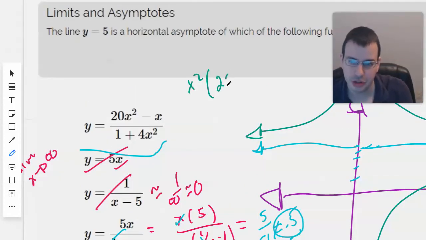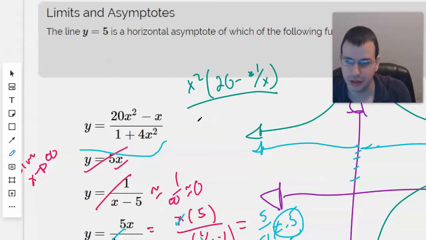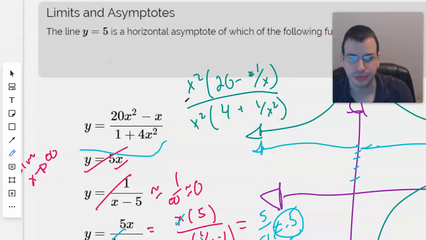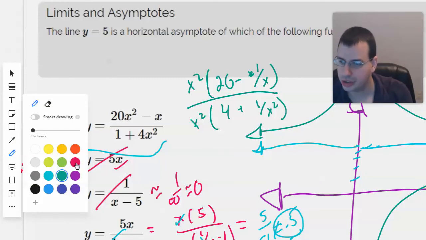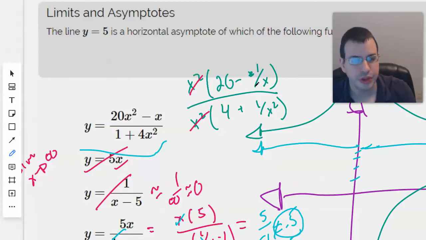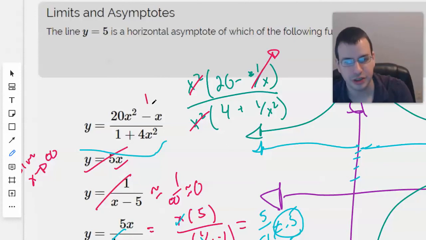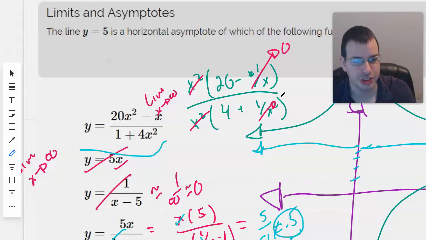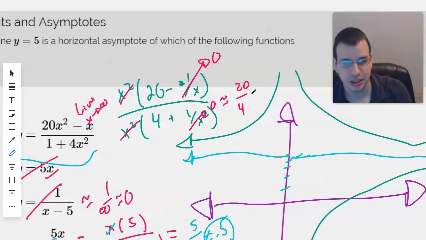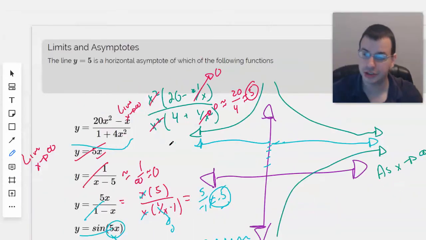So we have x squared, 20 minus 1 over x. Factor out x squared. And then we have x squared times 4 plus 1 over x squared. Change colors just so we can show that I'm canceling. This 1 over infinity, because we're doing limit as x approaches infinity, goes to 0. 1 over x squared goes to 0 even faster. This then becomes approximately 20 over 4, which is 5. So this will be the answer.